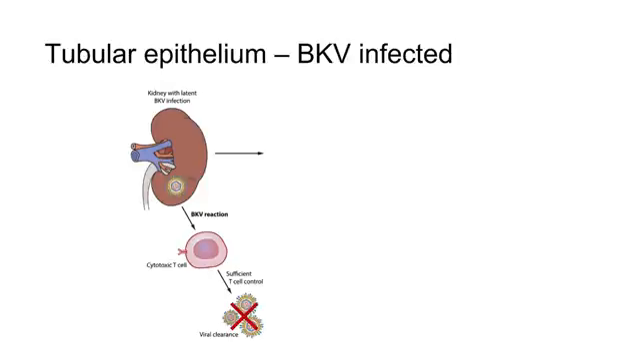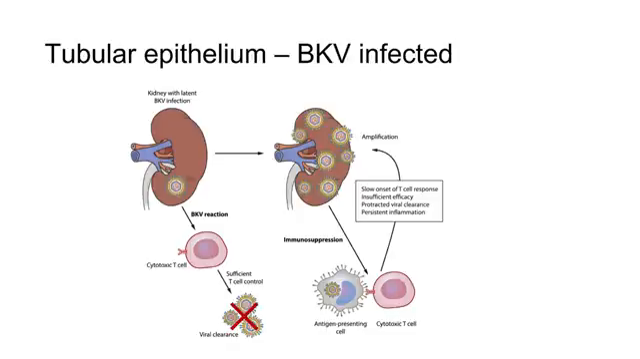If there is insufficient recruitment of BK virus-specific cytotoxic T cells, the continuing BK virus replication will lead to protracted tubular epithelial damage, with increasing inflammation and injury, resulting in what is called polyoma virus-associated nephropathy, or PVAN. PVAN is invariably preceded by BK viremia.